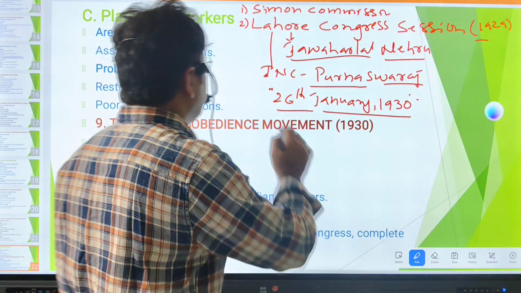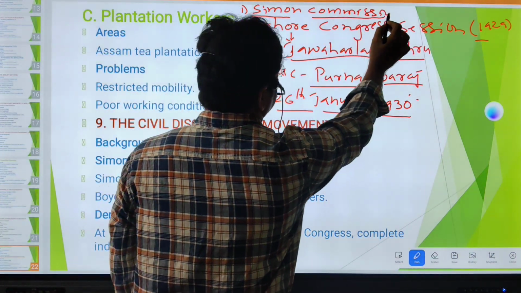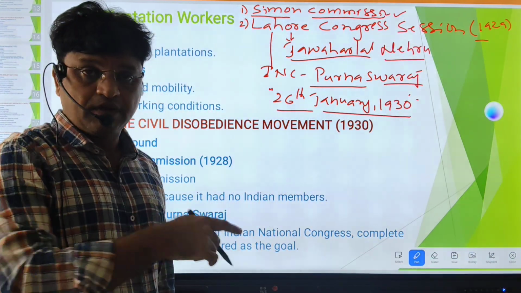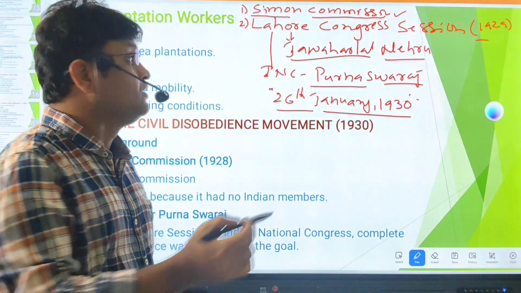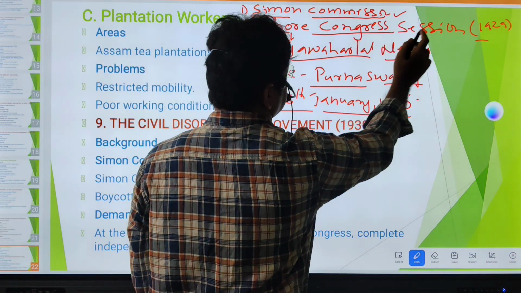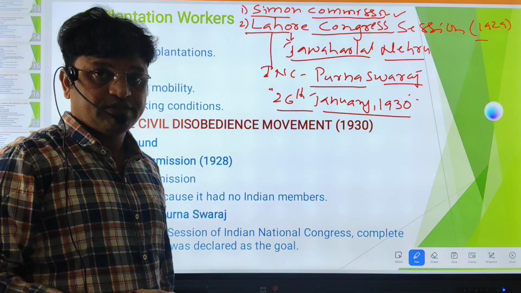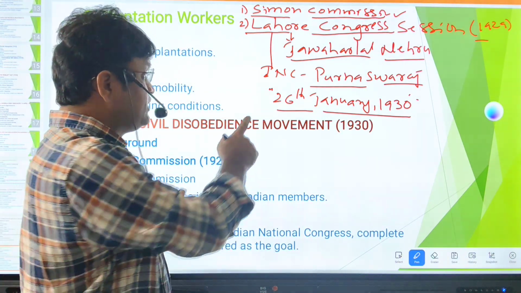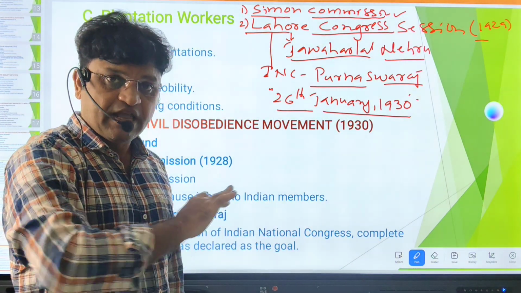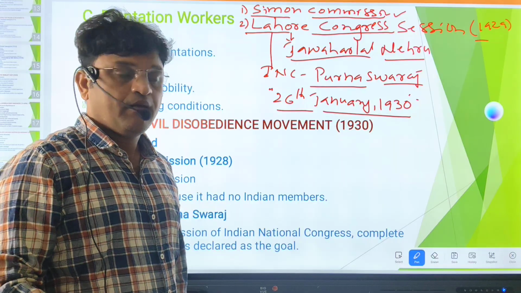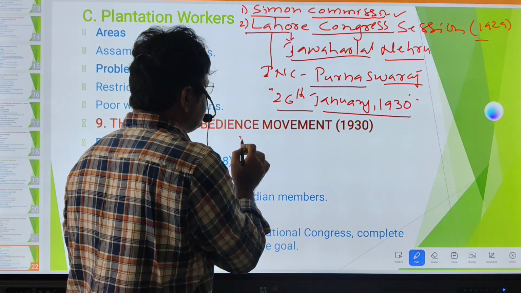So, the third one. What is the first one? Simon Commission, the background of this Civil Disobedience Movement. Why they launched it. Second, the Lahore Congress session. They took the decision of Purna Swaraj and complete independence. And what is the deadline? 26 January 1930 is the last date for British rule in India. Then, what is the third incident which took place?